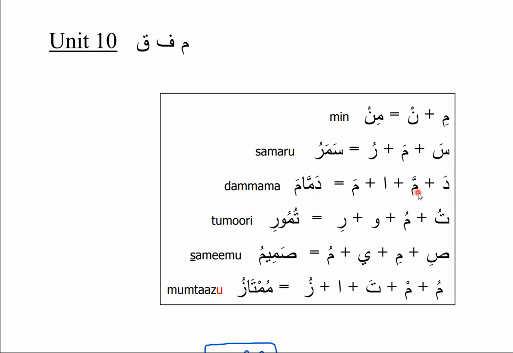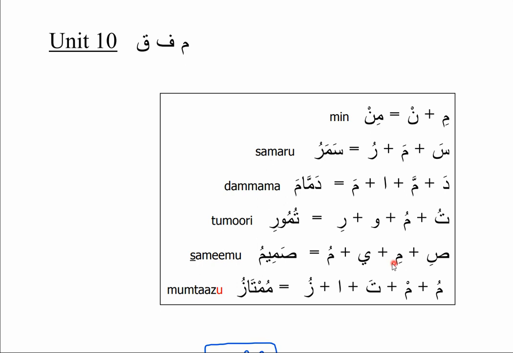And the first Mim is with sukoon, the other Mim is with a long vowel. So you are going to prolong your sound. Dammam. Ta dhamma, mim dhamma, waw, it is a long vowel, and ra kasra. So here, tumuri. The sound of Mim is prolonged because of the long vowel waw coming.